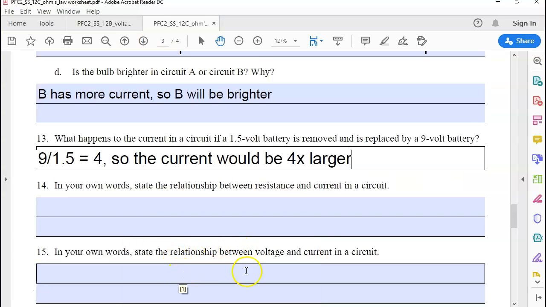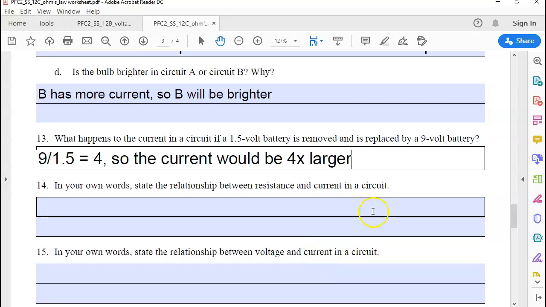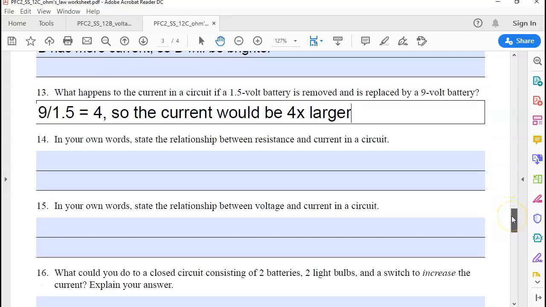And then the same thing with 15. If the voltage goes up, so if you add more batteries, what happens to the current? Okay, so that's what relationship means. If one thing goes up, what happens to the other thing?